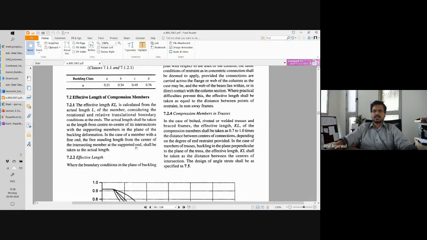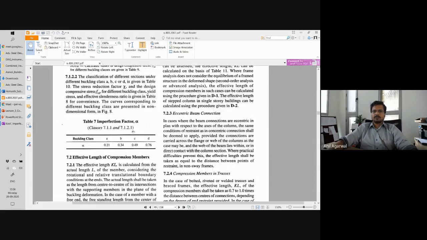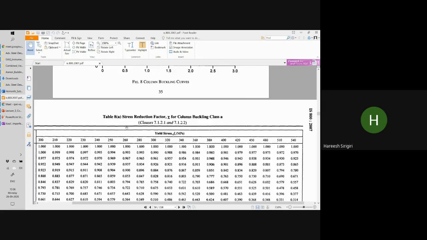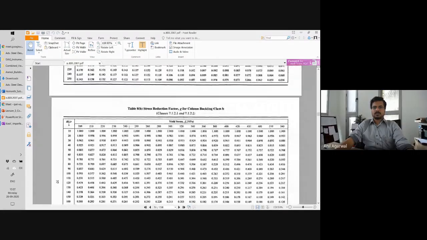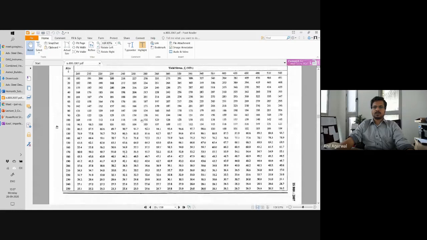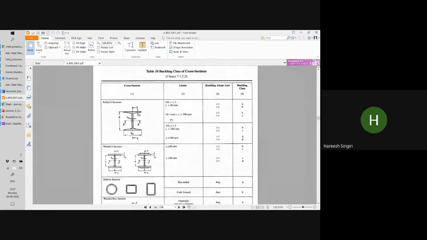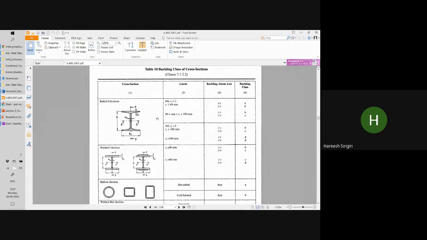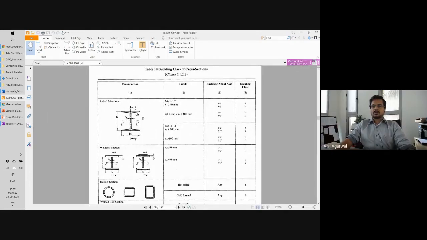And what do A, B, C, and D depend on? Or the alpha value depends on? Or how do you decide whether a column falls into A, B, C, or D category? In table 10. Yes. What does it depend on? Again, in the table 10, what is the input parameter? The cross section. Yes. So it depends on the cross-section property.